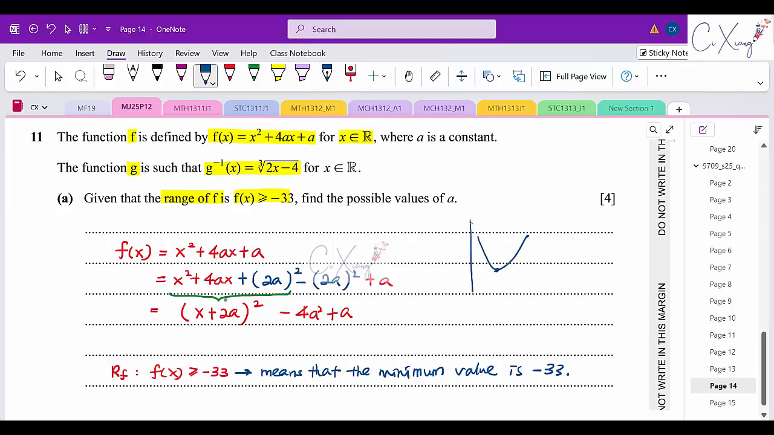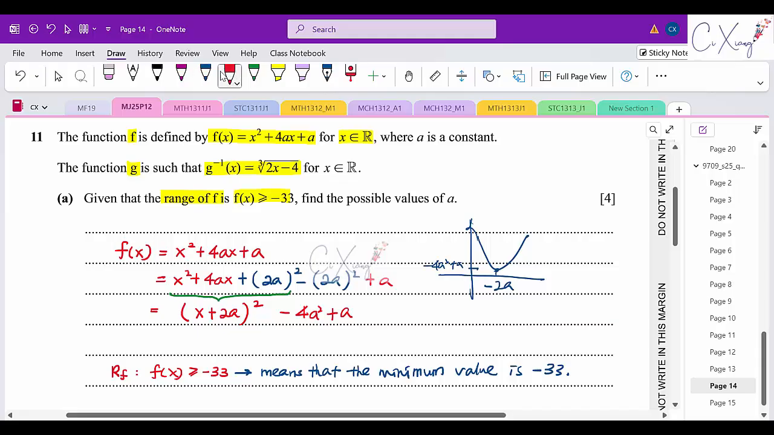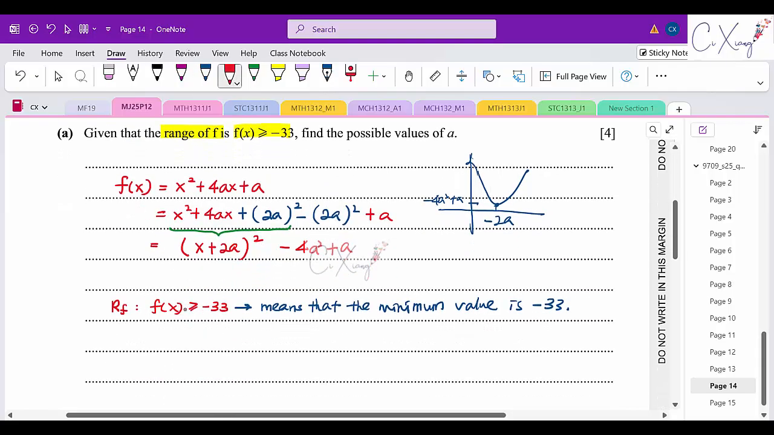And then this value should be negative 2a. I just simply draw it out. And then the minimum value is negative 4a squared plus a. And this minimum value basically is the value of negative 33, because negative 33 is the lowest value also according to the range here, right?